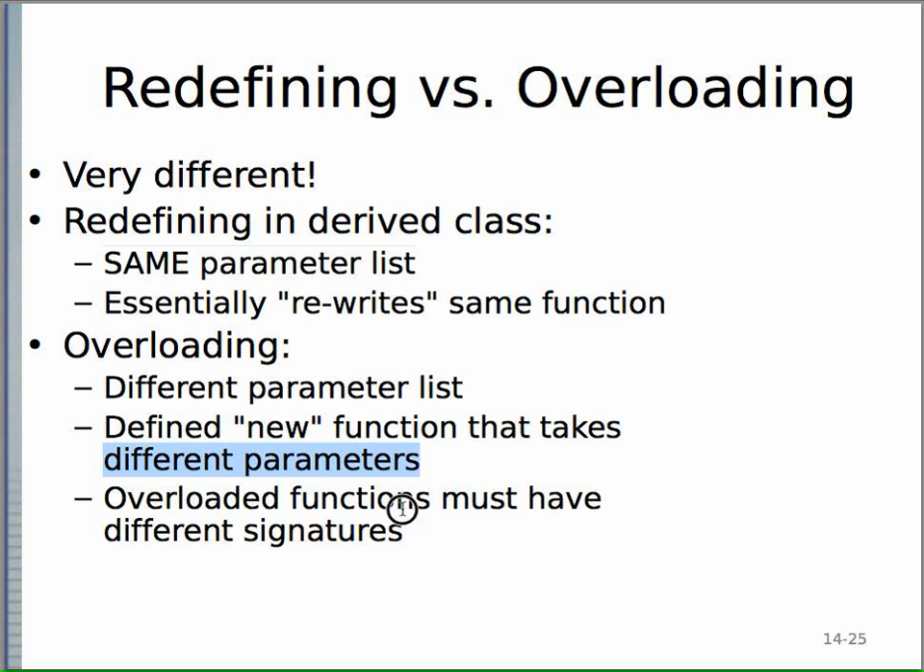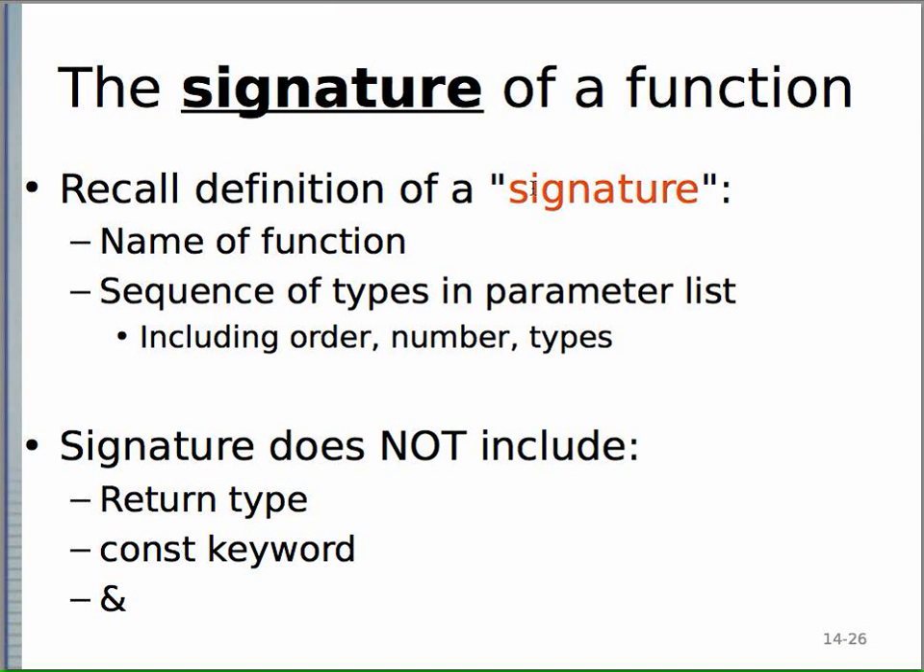Overloaded functions must have different signatures. And remember, the signature is a combination of the name of the function plus the sequence of types in the parameter list. So the order is important, the number of parameters is important, and the types of parameters are also important in determining the signature. Signature does not include, in C++, the return type, use of const, or ampersand.